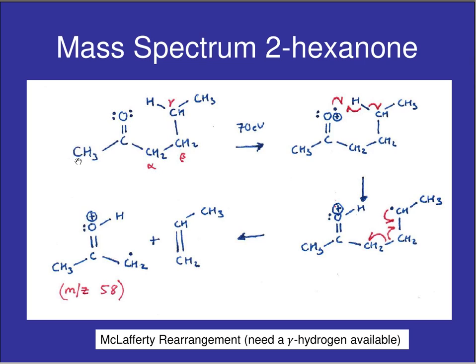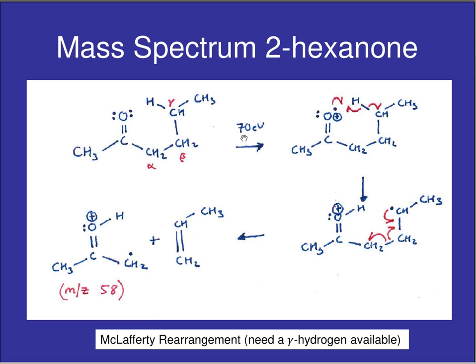We cannot work on the left-hand side for the McLafferty rearrangement for 2-hexanone, because there are only alpha hydrogens available. There are 3 alpha hydrogens, no beta, no gamma hydrogens. So in order to do the mechanism, you need to be able to draw it so that a gamma hydrogen is in proximity of the oxygen.